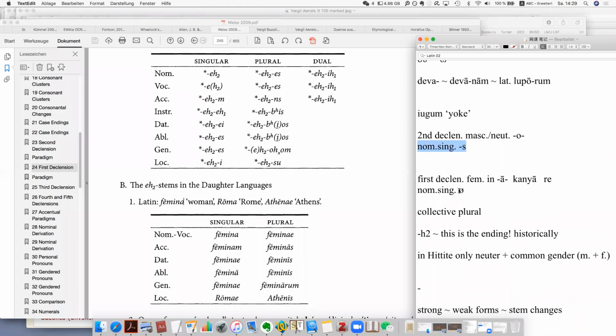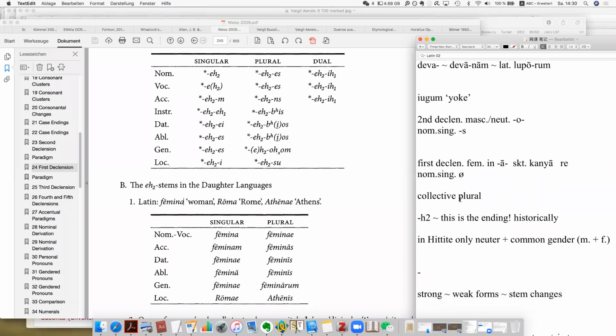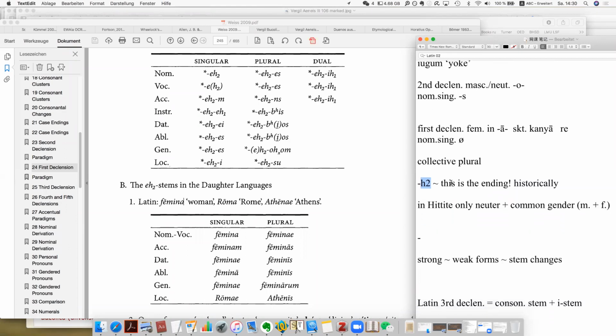The first declension and the second declension. There's a very important difference. For the second declension, the nominative singular is S, but the first declension, the nominative singular is zero, like in Sanskrit. In Sanskrit, it's kanya, because this is originally a collective plural, and H2 is actually the ending. So there's no need to put another ending after the ending, right? You can't use two endings, right? So this is already the ending historically.